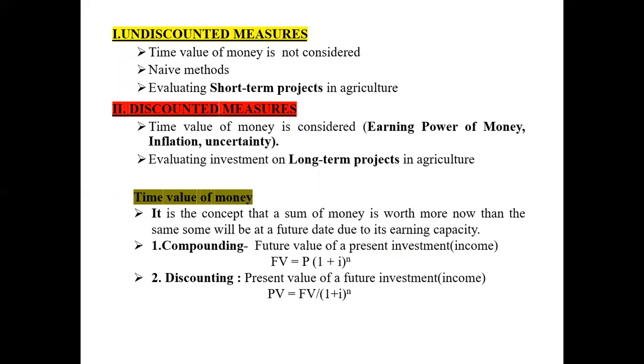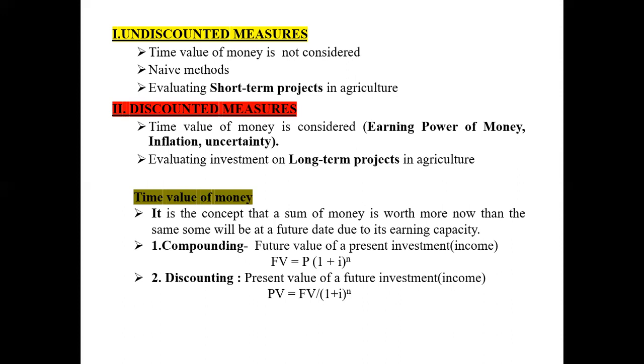In project evaluation techniques, there are two types. One is the undiscounted measure, the second is the discounted measure. In the undiscounted measure, the time value of money is not considered. This is a naive method, a simple method, usually used for checking the feasibility of short-term projects. Coming to the discounted measure, the time value of money is considered. The time value of money means money has earning power, it is affected by inflation, and it also faces uncertainty. This method is usually used to check the feasibility of long-term projects.